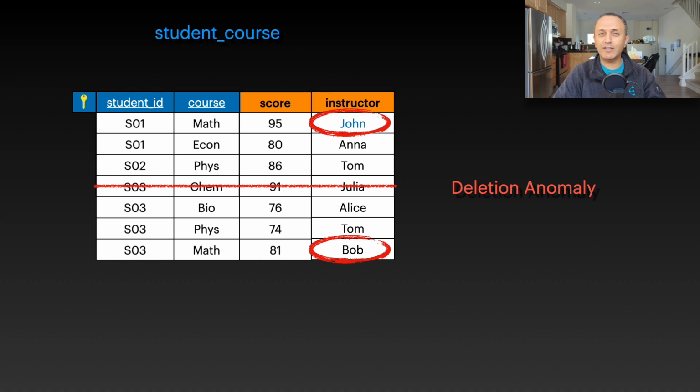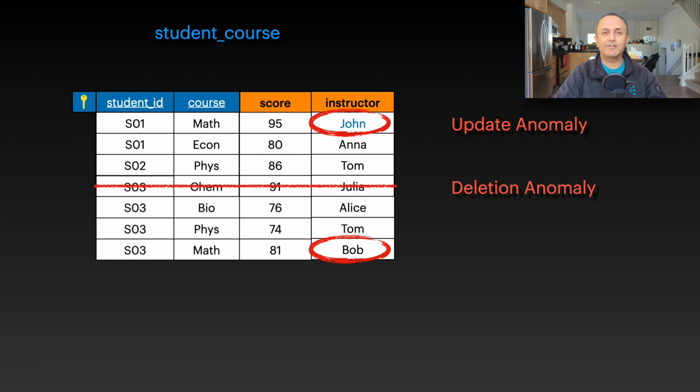This is called an update anomaly. Now we have two rows that both have the math course, but one of them says math is taught by John, the other says math is taught by Bob. So this is inconsistent data, and this is a problem.